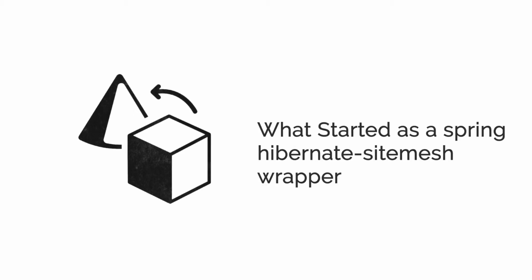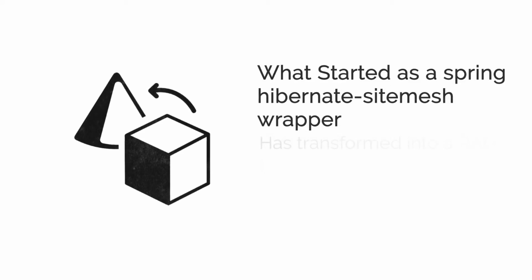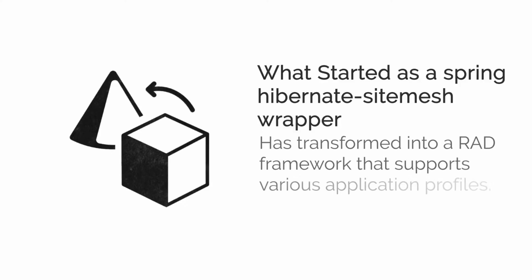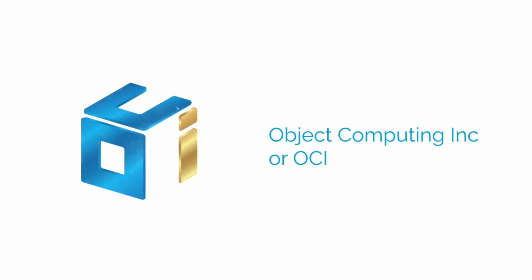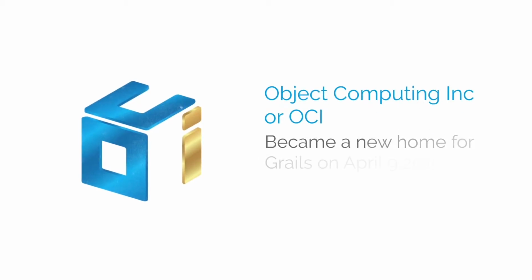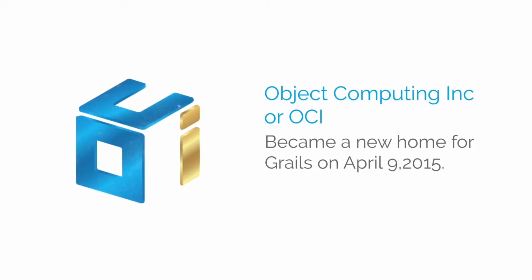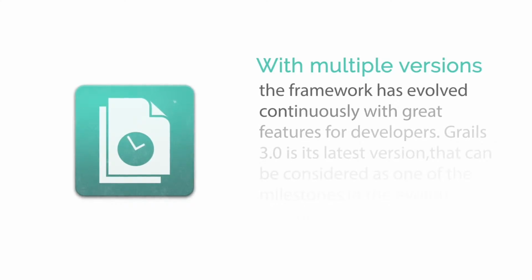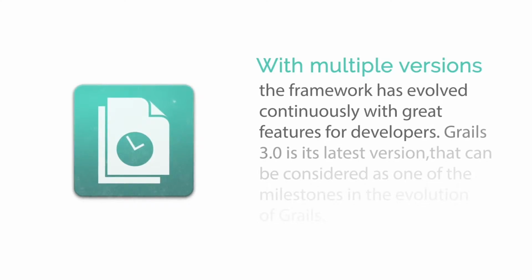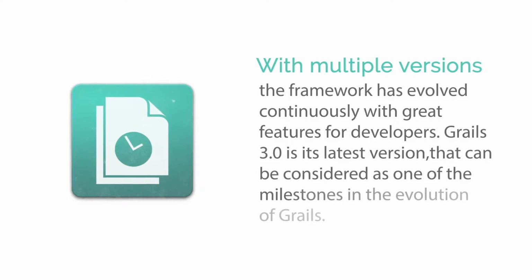What started as a Spring Hibernate SiteMesh wrapper has transformed into a RAD framework that supports various application profiles. Object Computing Incorporated, or OCI, became the new home for Grails on April 9, 2015. With multiple versions, the framework has evolved continuously with great features for developers. Grails 3.0 is its latest version that can be considered one of the milestones in the evolution of Grails.